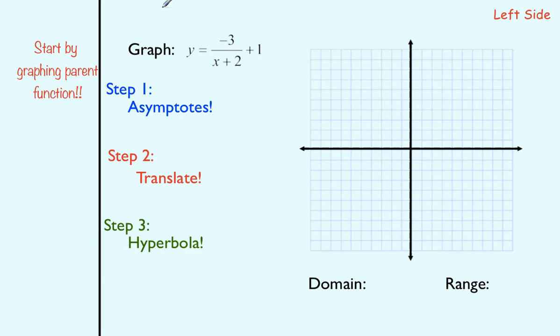And if you want to at this time, you could probably give yourselves a chance to try it. So you might pause the video for a few minutes. Otherwise, I'll walk through here. Notice that I put this little note over here. Start by graphing the parent function. By that, I mean start by graphing the y equals -3 over x part of it. Then we'll translate here in just a little bit.